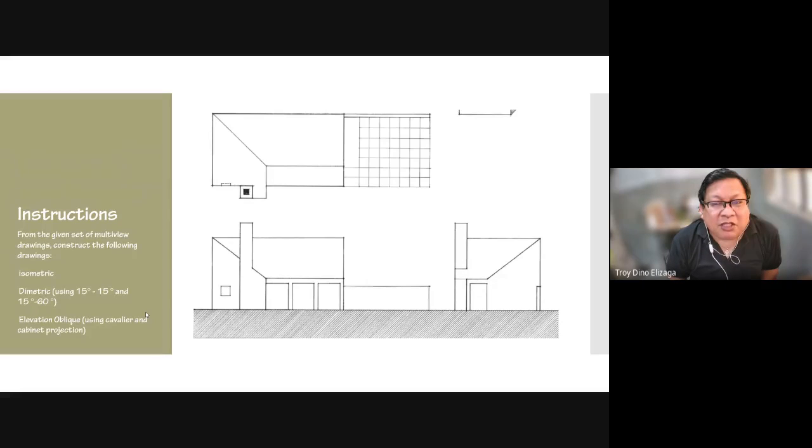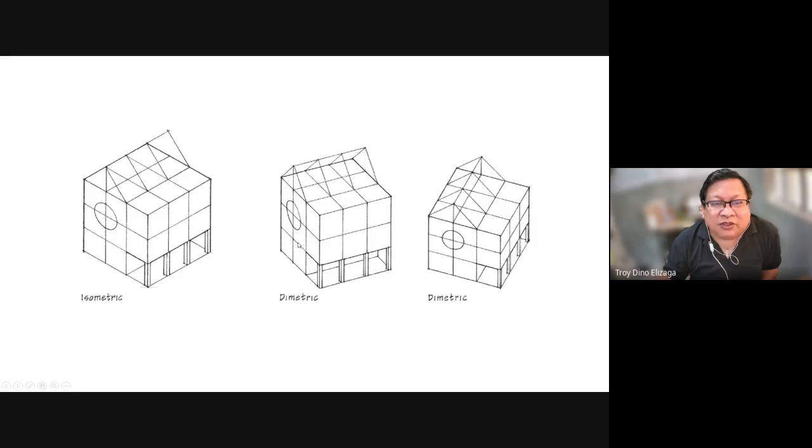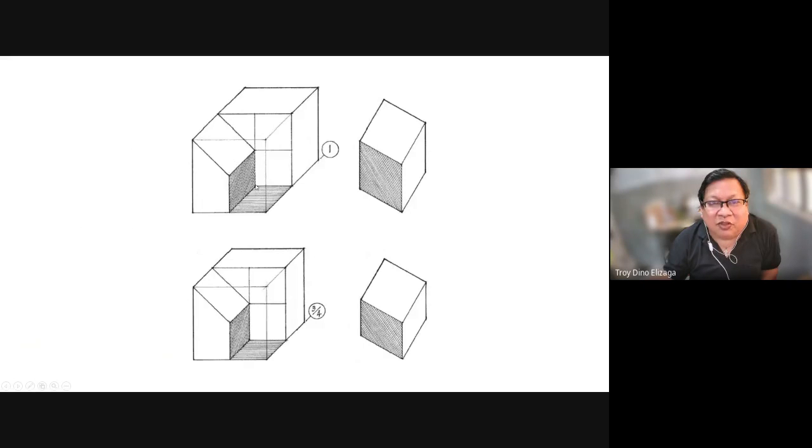So I will publish it later, because I still have to figure out the scale, and also I have to draw all of this in AutoCAD to make sure that they fit. Otherwise, I'll be barraged with so many questions. So what's going to happen is something like this. This is not the actual object. This is an example. So isometric, dimetric, two dimetrics, and then two elevation obliques.